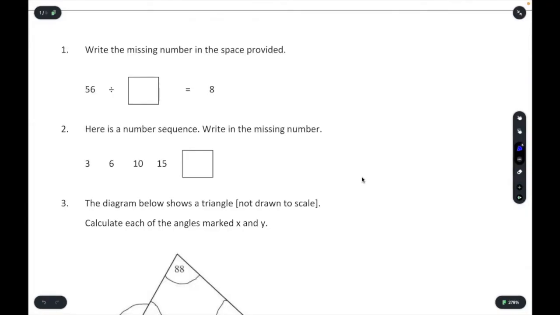Question 1. Write the missing number in the space provided. So 56 divided by something equals 8. Now this is our 8 times table. If we know our 8 times table, we'll know that 8 times 7 makes 56. So therefore 56 divided by 7 makes 8. The answer is 7. No more working out needed here.